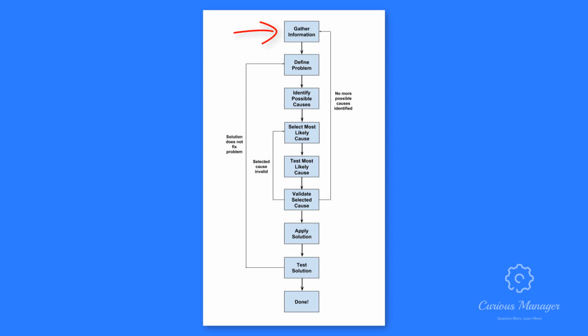Gather information, define the problem, identify possible causes, select the most likely cause, test the most likely cause, validate the selected cause, apply a solution, test the solution, and ensure that the problem is resolved.